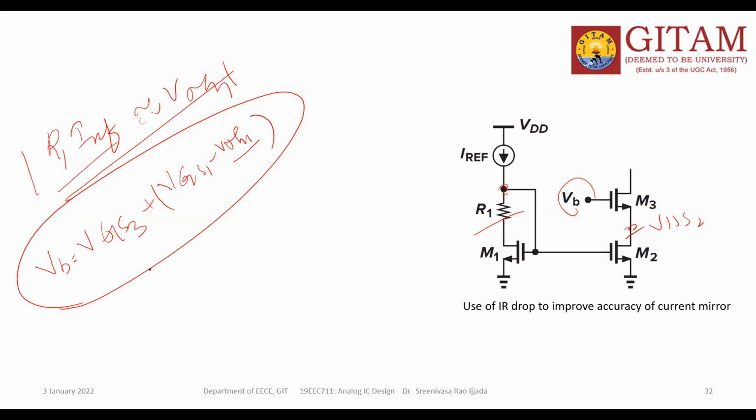Second issue, we know the VB expression is this one. VB generation is not straightforward. It depends on this fellow, and this fellow depends on this fellow, which depends on PVT variations. VTH1 is there. What is the VTH1? R1 into I reference. Whenever you consider the PVT variations, this will change, and based on that VB is also not straightforward to generate. Again, there is a dependency. Those are the two issues.